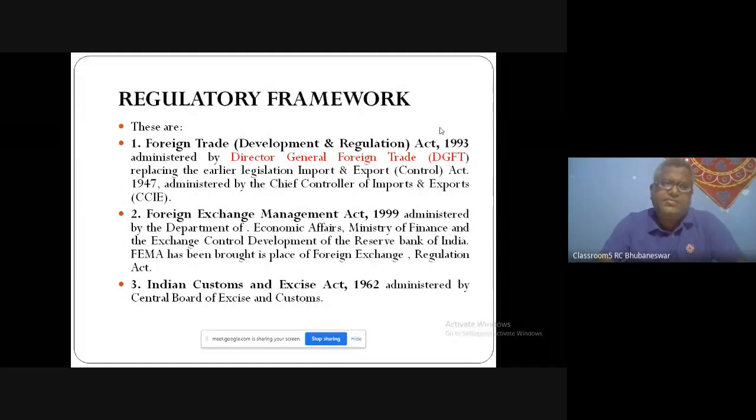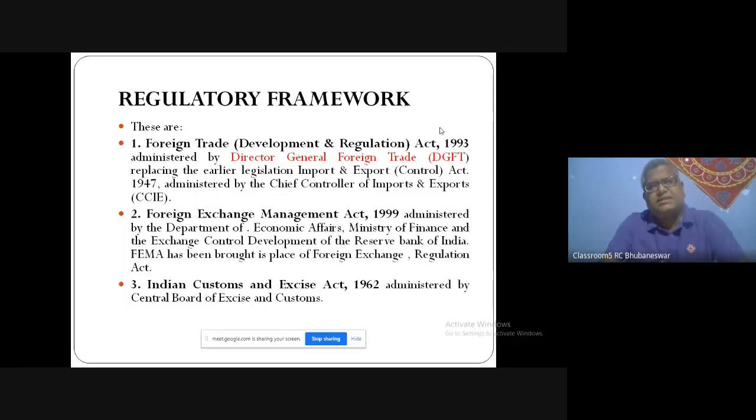But in a regulatory framework, there are different types of regulatory networks. What are these regulatory networks? One is the Foreign Trade Development and Regulation Act 1993, administered by DGFT. Once in my class, a student asked me, what is DGFT? DGFT means Director General of Foreign Trade, which replaced the earlier Export Import Control Act, and the Chief Controller of Imports and Exports also.